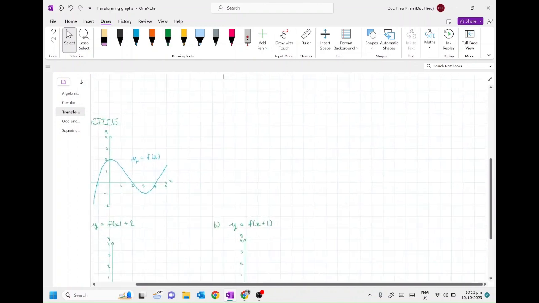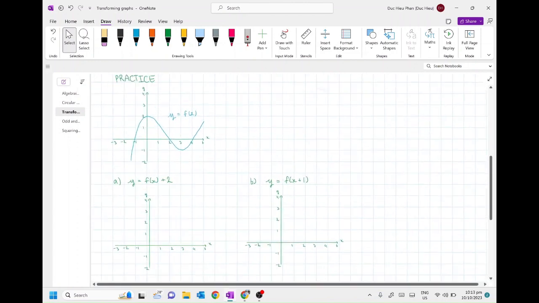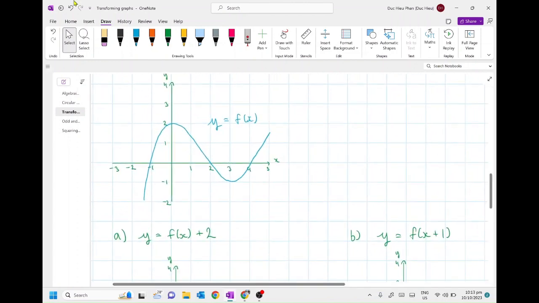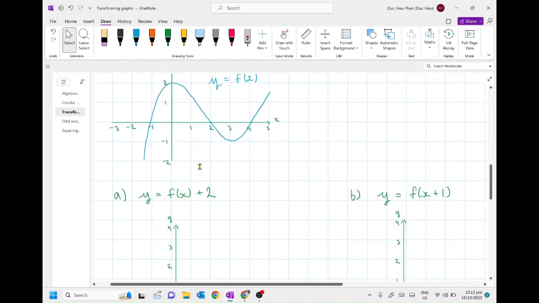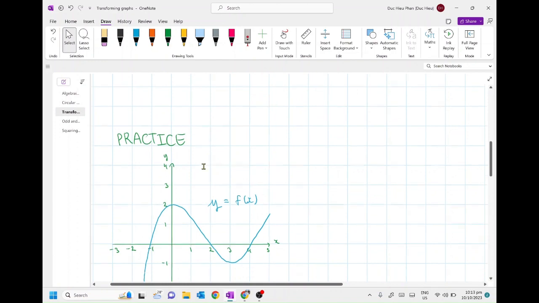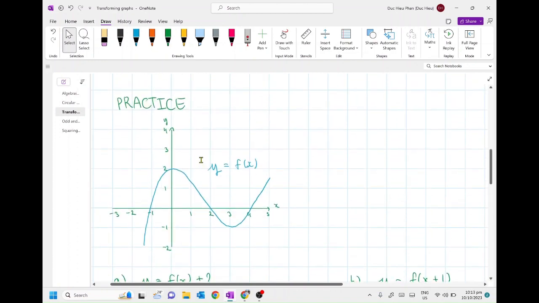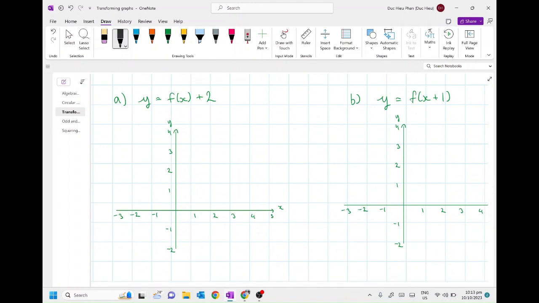So let's do a little bit of practice with this idea. Here we have a cubic graph y equals f(x), and we have the axes and values, and we're going to transform it. Starting with this, we're adding 2 to the function. This would simply move the function upwards by 2. And so we'll move all the important coordinates up by 2.